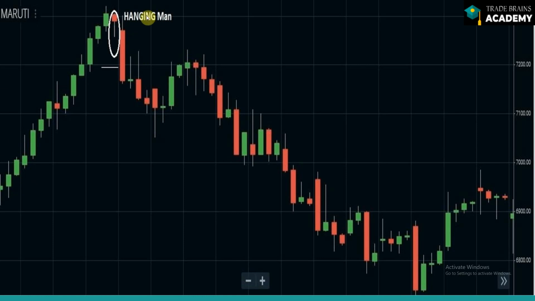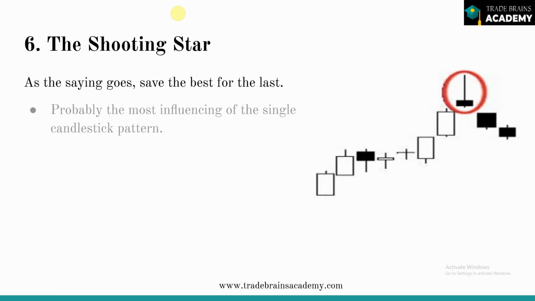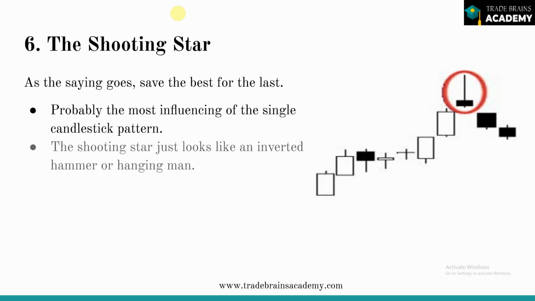Once the formation of this pattern happened, we saw selling pressure coming into the market, and the market started making new lows. The next important single candlestick pattern we're talking about is the shooting star. And as the saying goes, save the best for last. This is one of my favorite and the most classical patterns of trading in the market. It basically gives you a very concrete and a very perfect trade in the market.